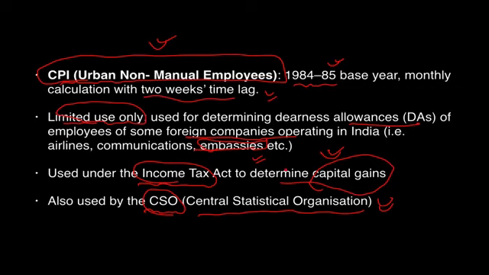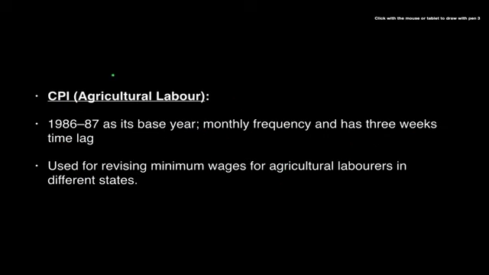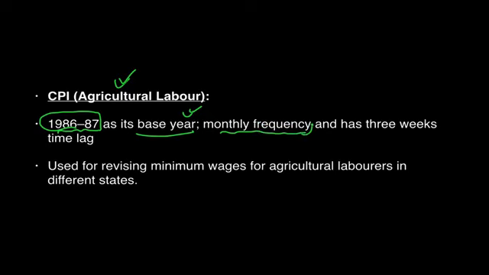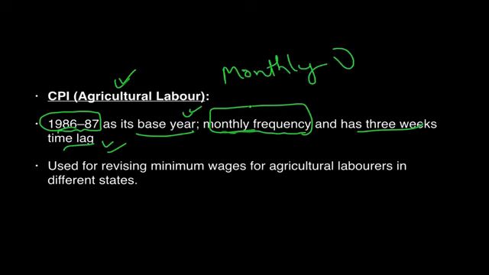Okay, so now moving forward, we will deal with the CPI for agricultural labor. So basically 1986 to 87 is the base year for this, and it has monthly frequency and a 3 weeks time lag. Again, not important, just remember the frequency is monthly for most of these indexes, and it is used for revising minimum wages for agricultural laborers in different states.